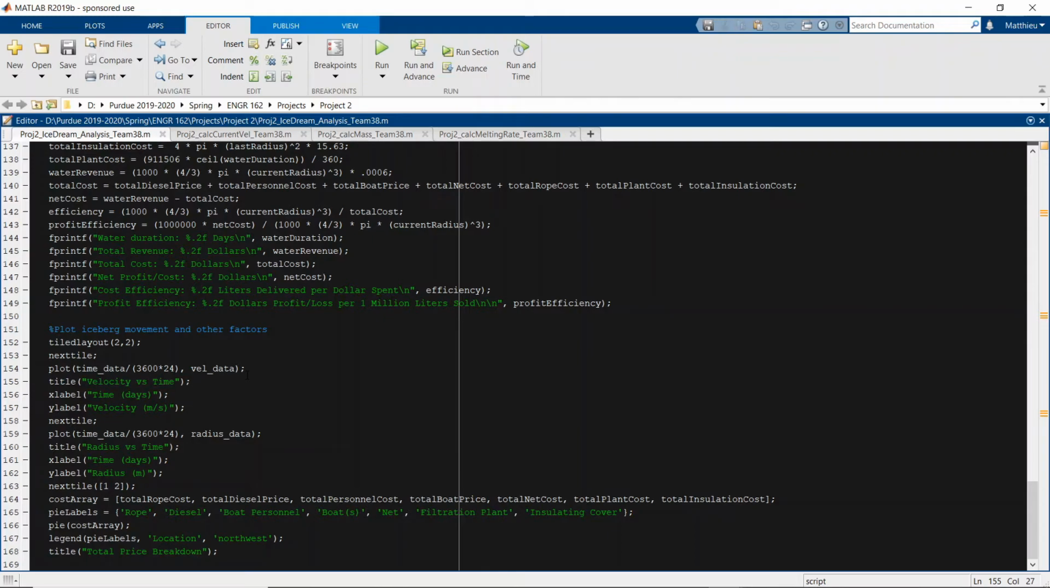Finally, we graph different parts of the data. We graph velocity versus time, and radius versus time, and we also make a pie chart to display the price breakdown of this project. So now I will run this script for you.